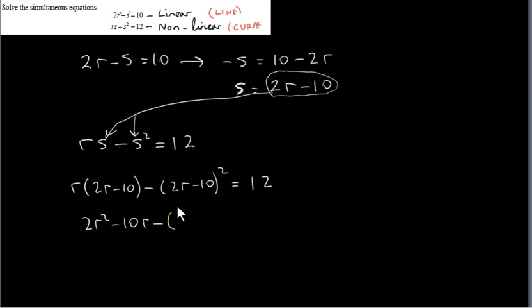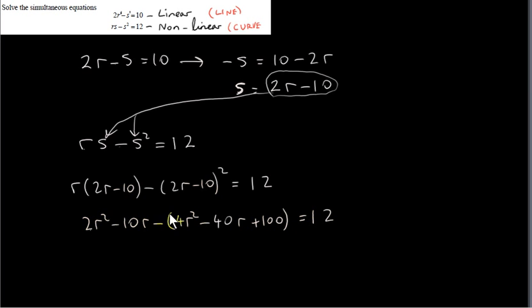Now we have a minus sign, bracket. We have a binomial here, that is two terms, we're squaring it. We square the first term. 2r times 2r is 4r squared. Multiply the first term by the second term, which is minus 20r. Double it, we get minus 40r. Then we square the second term. Minus 10 times minus 10 is plus 100.